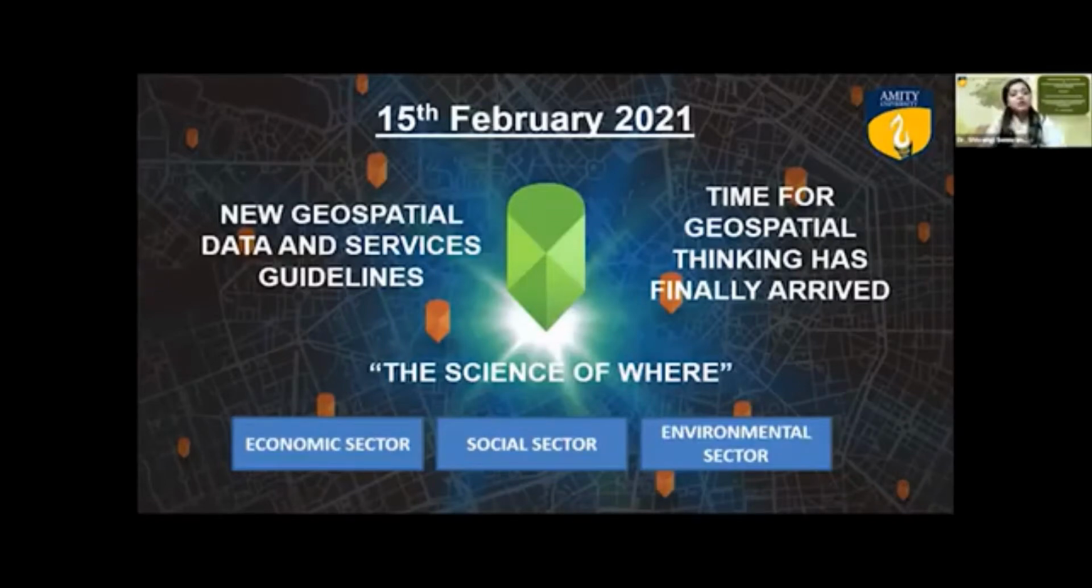Now before we discuss the application of geospatial technology in implementing SDGs, let me tell you about the geospatial data and services guidelines. The new geospatial data and services guidelines announced around noon on 15th of February 2021 seem to have cast a magical effect on the industry. By the evening of the 15th itself, hashtags like map making simplified and freedom to map India were trending on social media platforms. And it seems that the time for geospatial thinking has finally arrived in India.